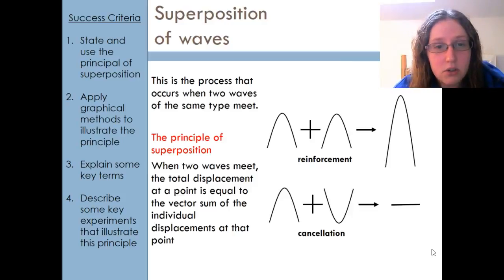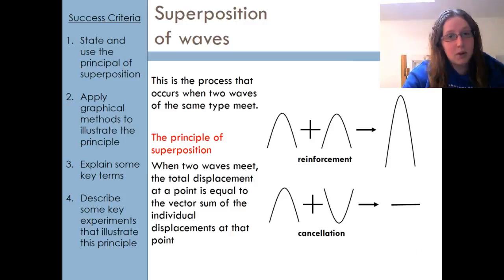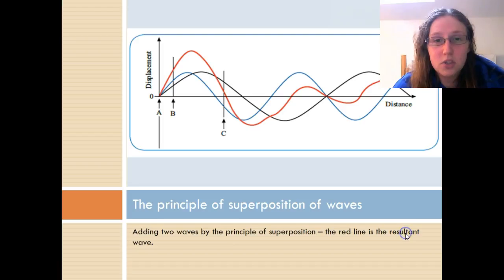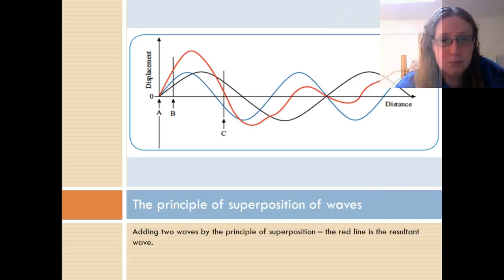There are two sort of general ideas. If I had two peaks that reach a point at the same time, then I would end up with one much bigger peak, so we'd call that an example of reinforcement. If I get a peak and a trough that meet at the same time, and they happen to be the same magnitude but opposite direction, then I would end up with pretty much nothing, so we would say that that would be cancellation.